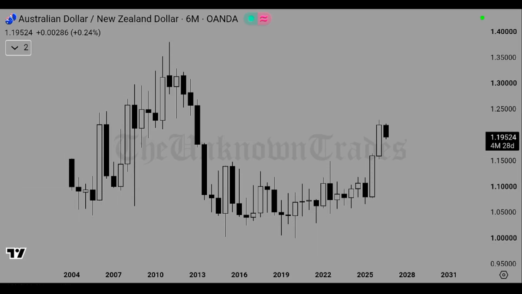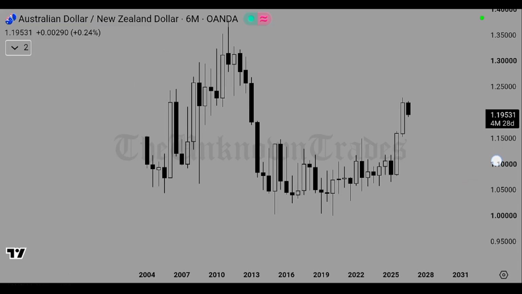This is the AUD/NZD chart, and the time frame is 6 months. Today I'm going to tell you my long-term view regarding this pair. So we can start the analysis of this chart.